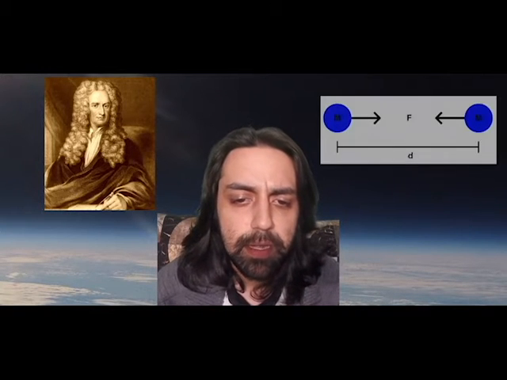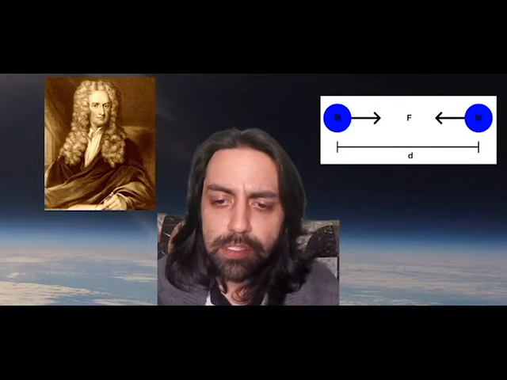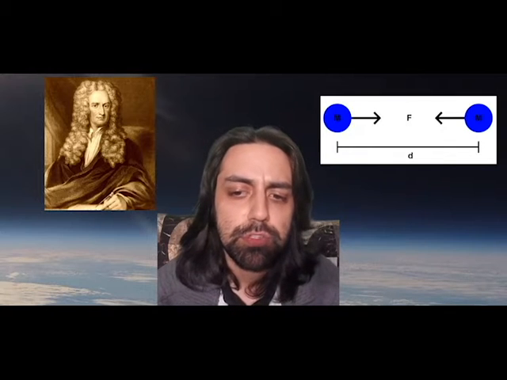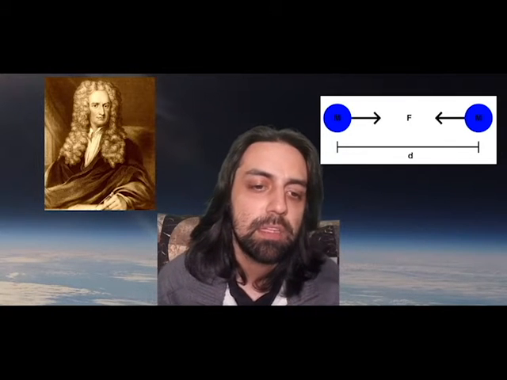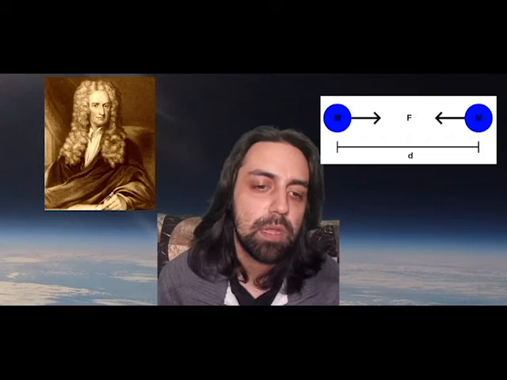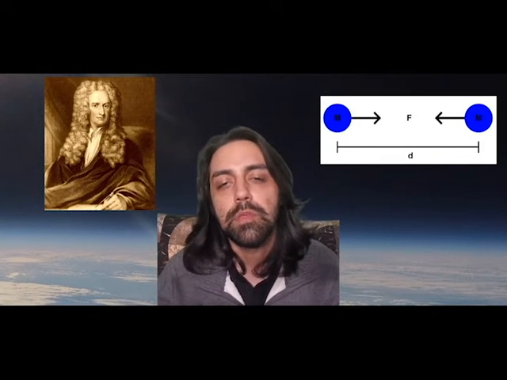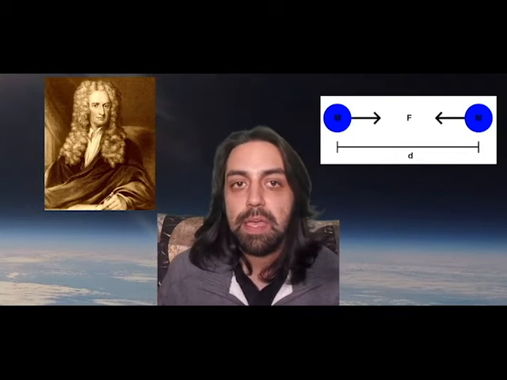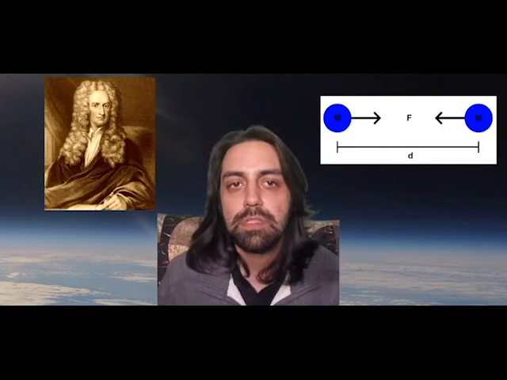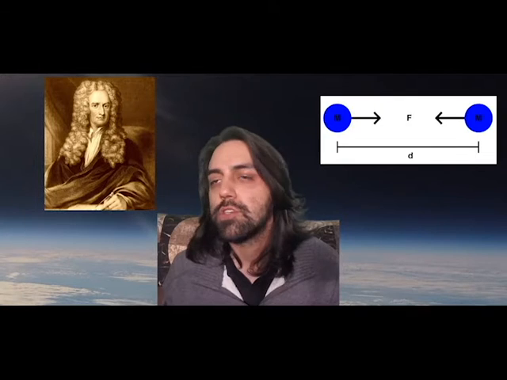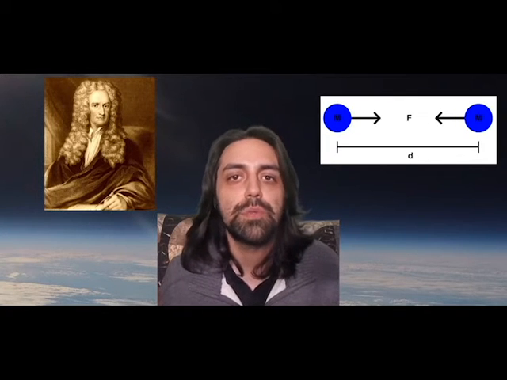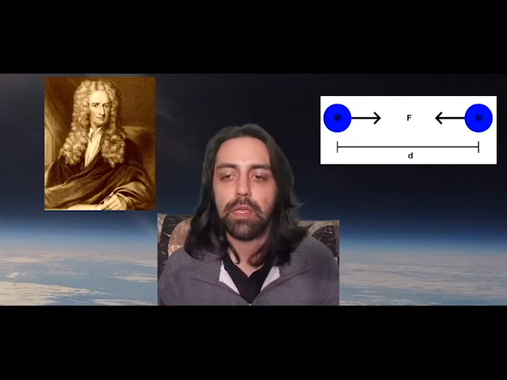It states that any two bodies in the universe attract each other with a force that is directly proportional to the product of their masses and inversely proportional to the square of the distance between them. And it sounds a little complicated. All it really means is that anything that has mass is attracted to other things that have mass, and the strength of that attraction depends on the distance between them. So it's not very complicated.